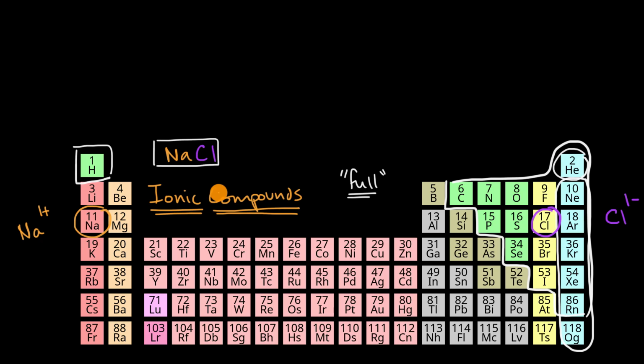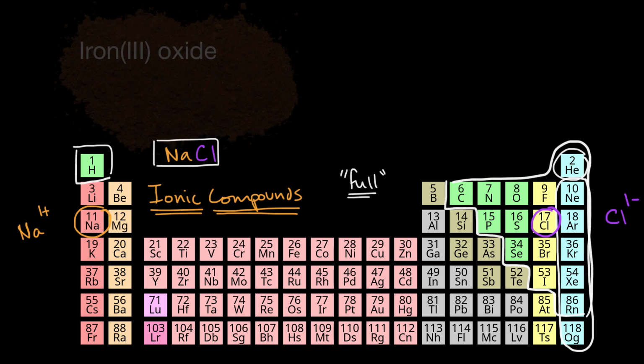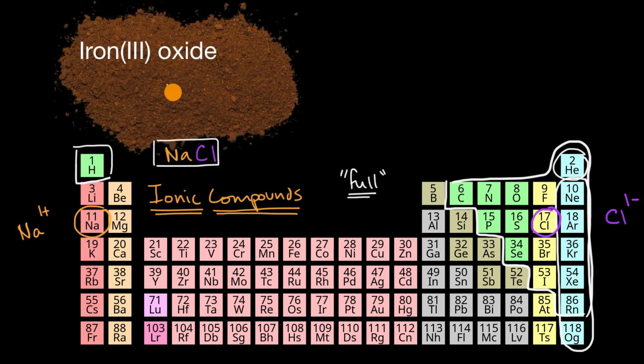Let's try to figure out the empirical formula for some more complex ionic compounds. So let's say we're thinking about iron oxide, and this is actually a picture of iron oxide. And this isn't just any iron oxide, this is iron(III) oxide. We know that this is going to be an ionic compound because it's formed between a metal, iron, and a nonmetal, oxygen.